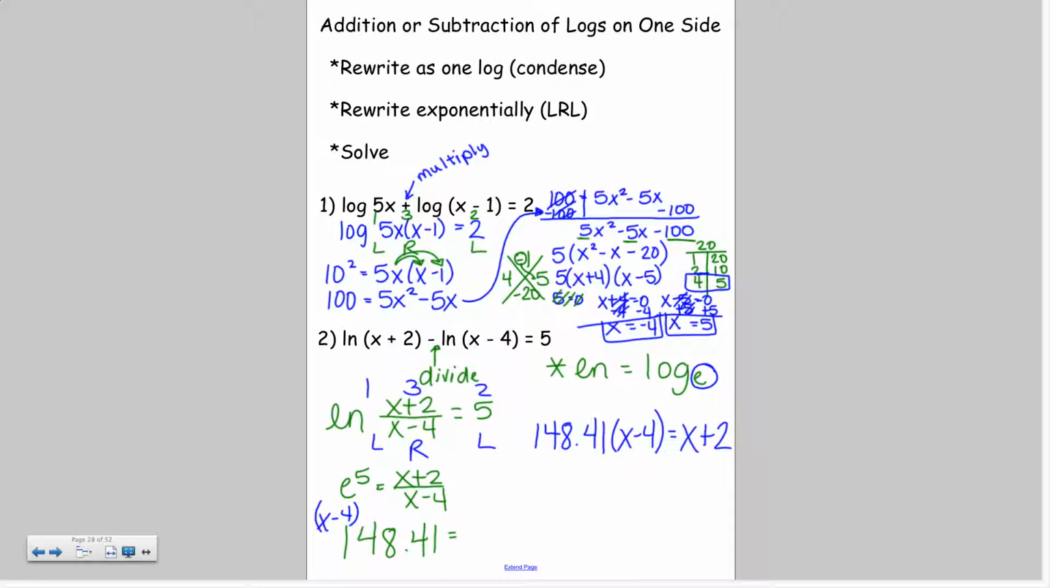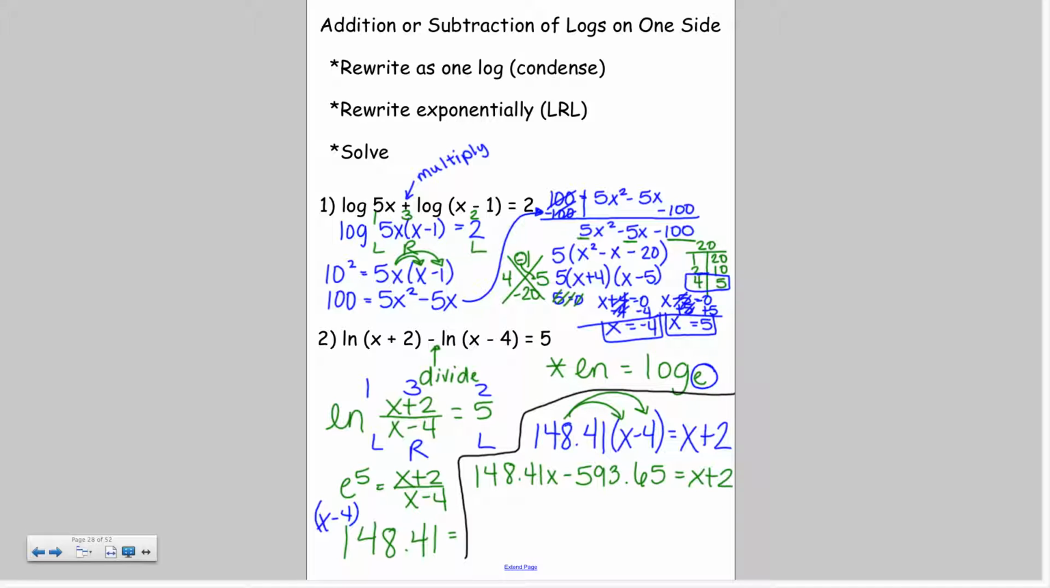All right, now I need to distribute the 148.41 to the x and to the negative 4. When I do that, I get 148.41x minus 593.65 is equal to x plus 2. Now we can solve out. Okay? So I'm going to combine like terms. I'm going to draw like a little line right here so you can kind of see what's going on.